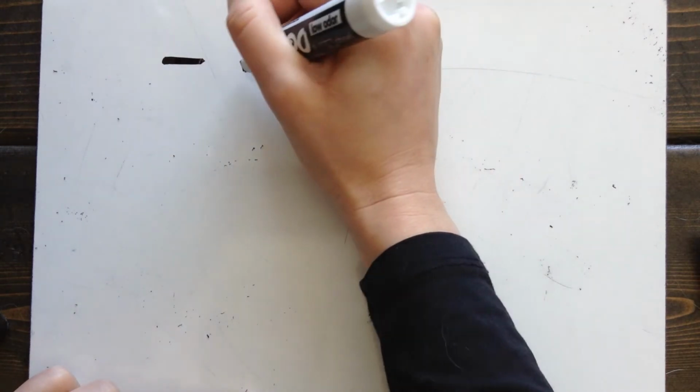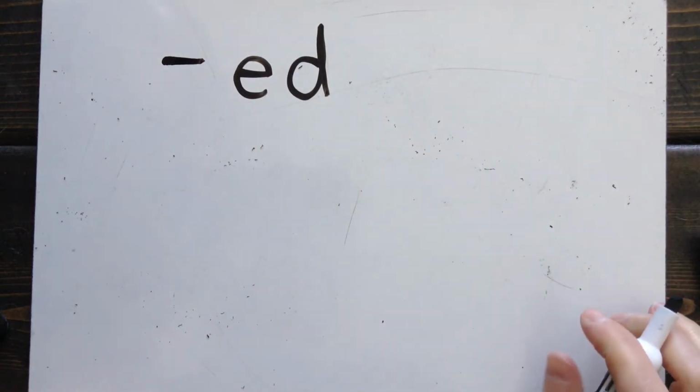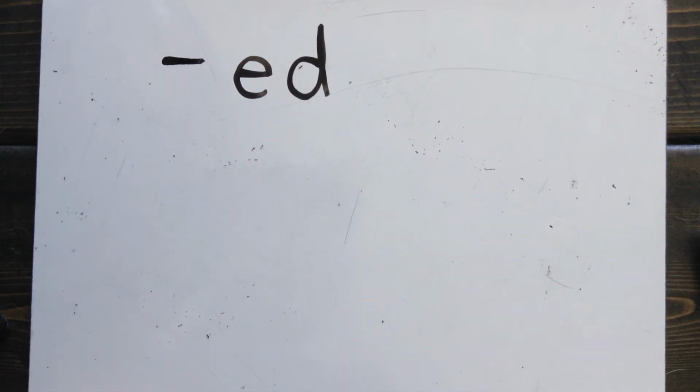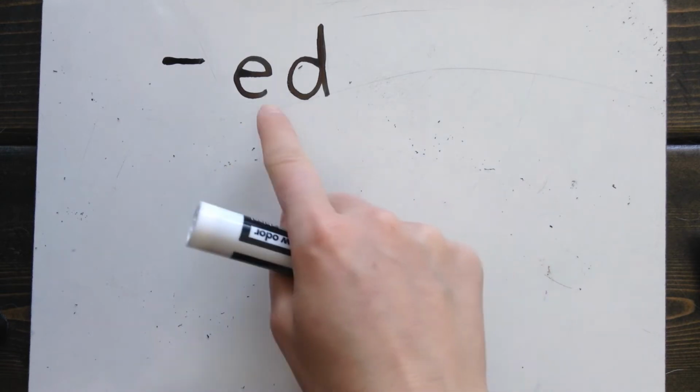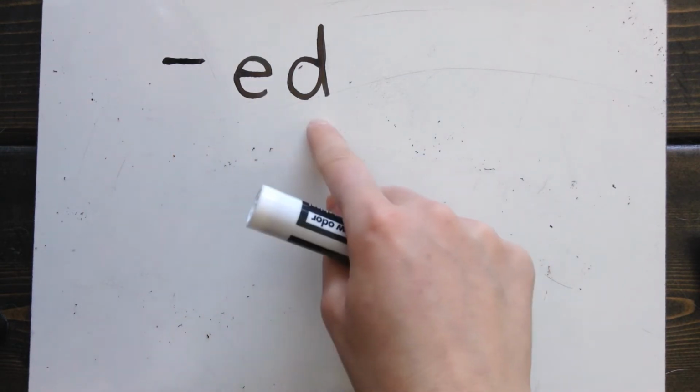Let's look at another common suffix. This is one you might have seen very often. This is the ed suffix. Sometimes it's pronounced ed, sometimes it is pronounced id, and sometimes it is pronounced t, depending on the word. English is one tricky language. Whenever you see the ed suffix on the end of a word, that's why the dash is here to show you it's at the end.